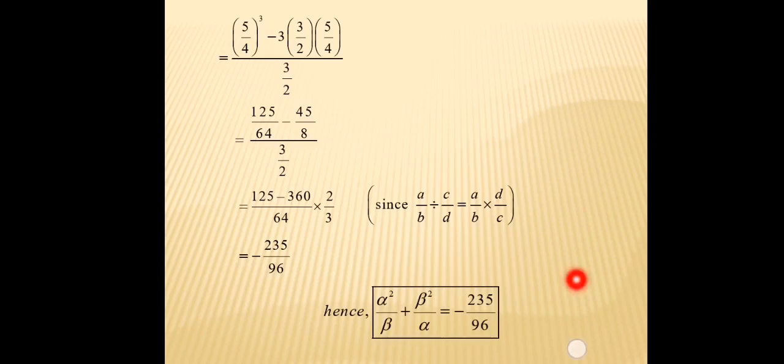Once again we have used the identity a by b divided by c by d is equal to a divided by b multiplied by d divided by c. Here we have reciprocated 3 divided by 2 and it became 2 divided by 3. After further calculation, we get minus 235 divided by 96. So it is the value of the required symmetric function, alpha square by beta plus beta square by alpha, and it is equal to minus 235 divided by 96.